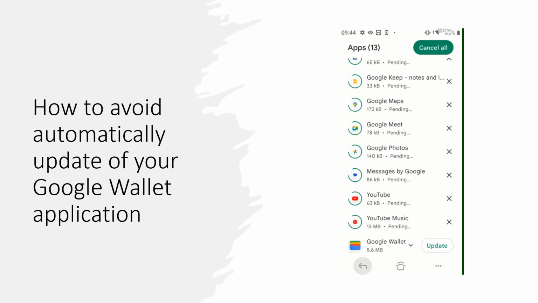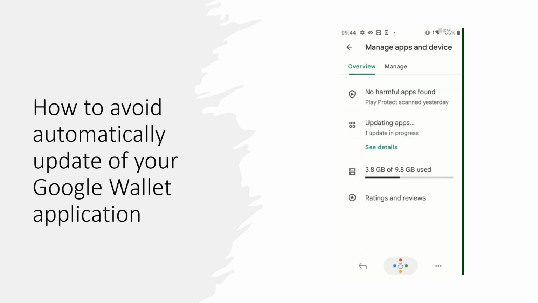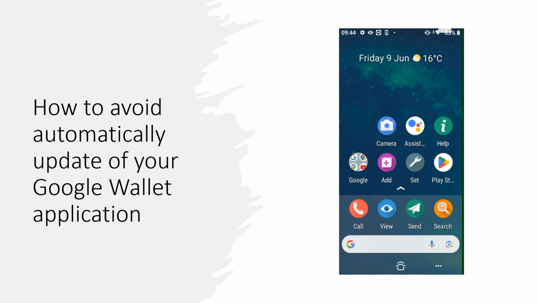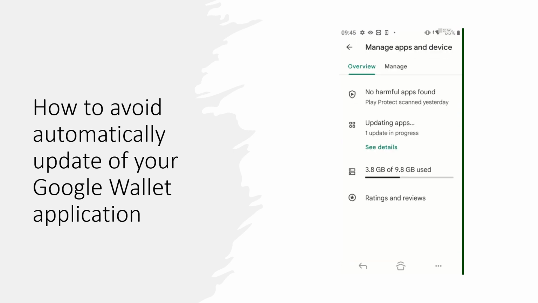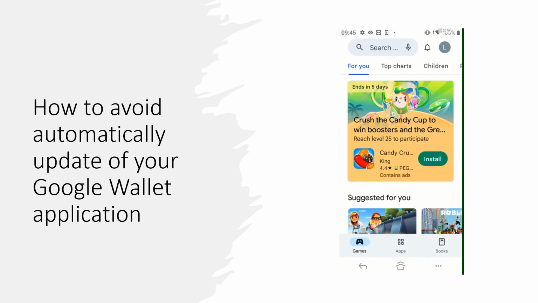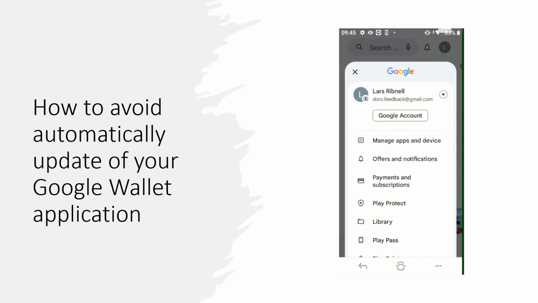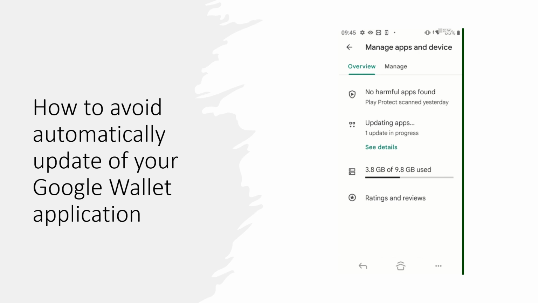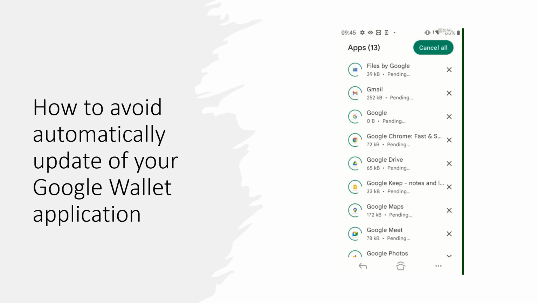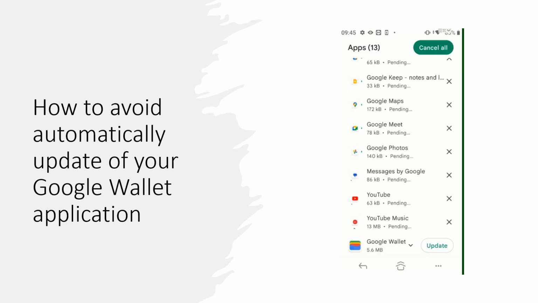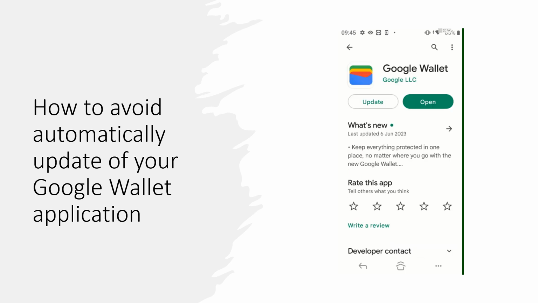So, a short recap from the beginning. Play Store. Press on your account in the upper right corner. Manage apps and devices. Find your Google Wallet application. Click on the left side. Make sure it's unmarked here.